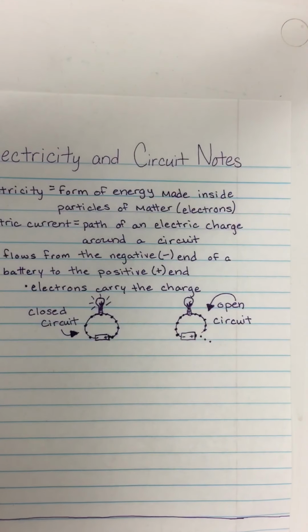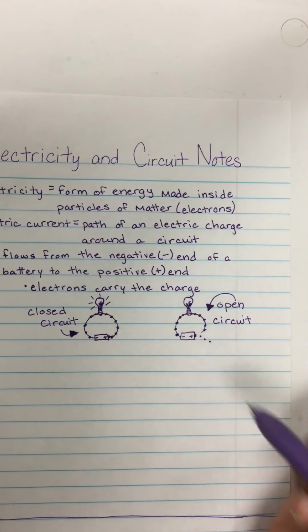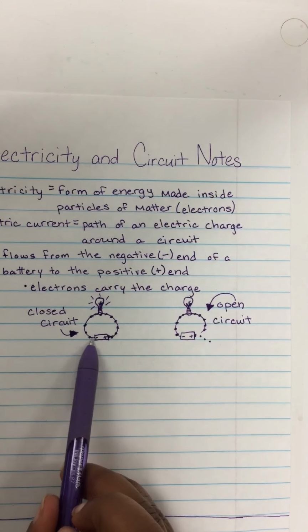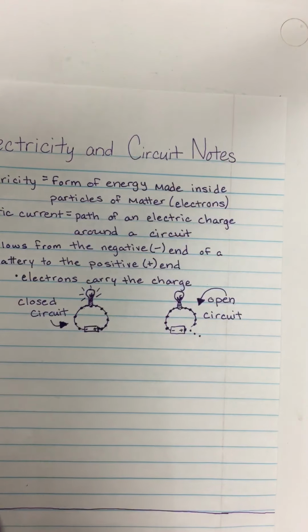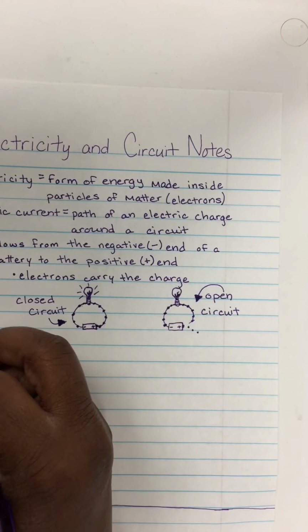So open circuits, sorry, shut my pad. Open circuits do not have a continuous flow. There is a break in the wires, or there's a break in the current. Closed circuit, everything is flowing and everything is connected. Circuits must be complete for energy to flow.